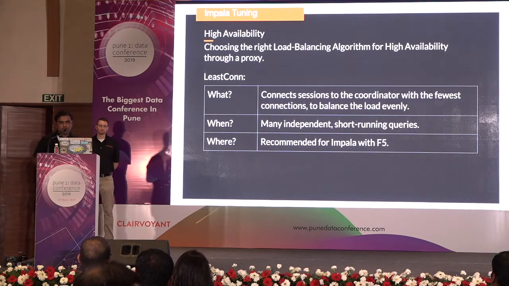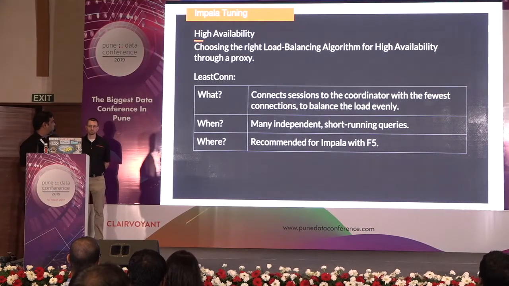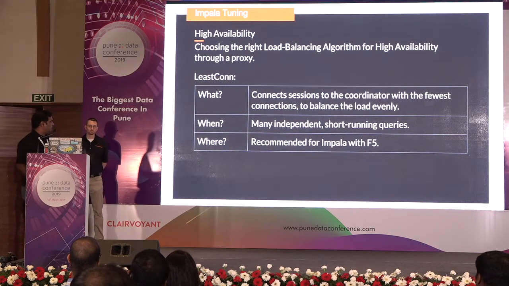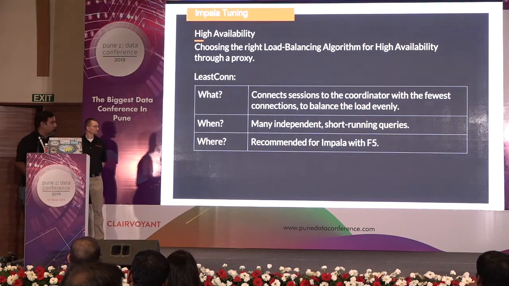HA proxy has different settings and configurations which decide which coordinator should come first and how we should distribute the workload. I'm going to talk about the first one, which is least connection. If you have a coordinator with very few sessions and connections, then you can go with least con for HA proxy so that it would balance the load evenly. This depends upon the number of connections that are established from the load balancer to the Impala daemons.